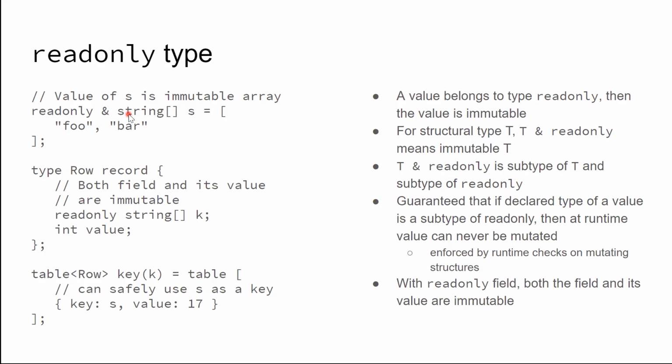So read-only is very different from const in C, for example. Const in C is not saying something about the value. If I have a constant character star S in C, that is not saying that S is immutable. What it's saying is that this function won't modify S. That's completely different from what we're saying here.